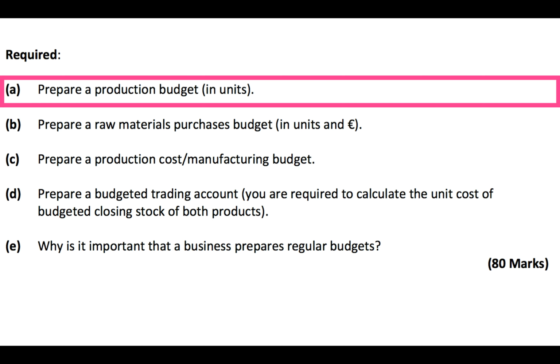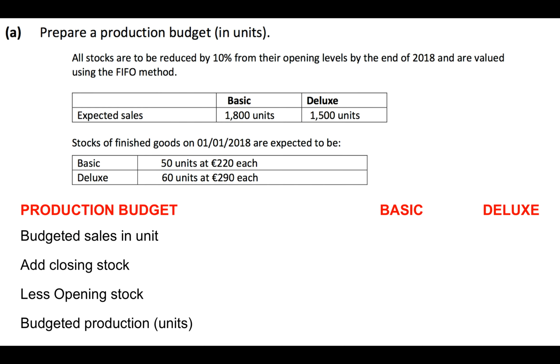Okay, so looking at part A there, prepare a production budget. So how many units do we need to produce? So the information that we're going to look for in the question: all stocks are to be reduced by 10% from their opening levels by the end of 2018 and are valued using the FIFO method. So for the production budget, our expected sales are 1,800 units of Basic and 1,500 units of Deluxe. Now we're told that we've got opening stock of finished goods here, 50 units of Basic and 60 units of Deluxe.